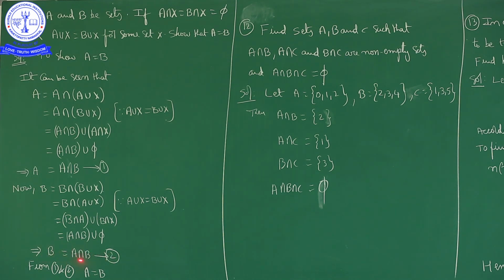What we have: B is equal to A intersection B, and A is equal to A intersection B. From 1 and 2, we can conclude A is equal to B.